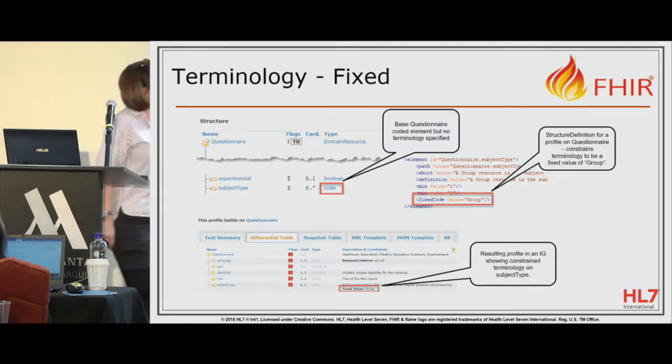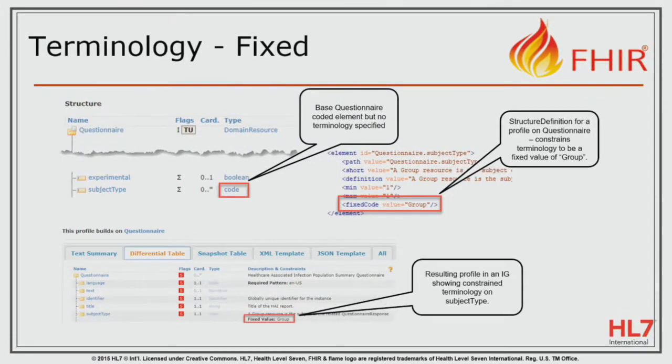So here's an example of the terminology fixing a code. We have the subject type. Right now it has no terminology specified. And then in the structure definition, we've said the fixed code has a value of group. And this is just a code, so it doesn't have a code system or anything. And then this is the magicked one after the IG publisher. And you can see it says fixed value is group.